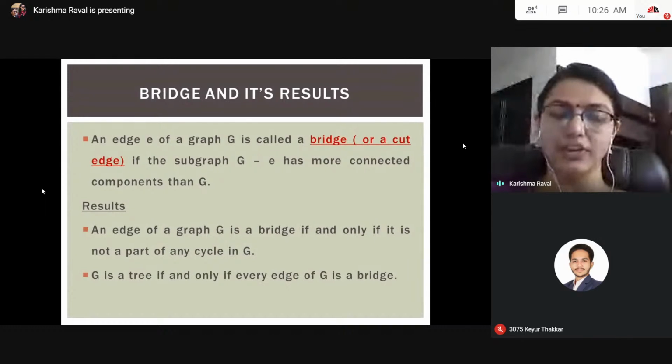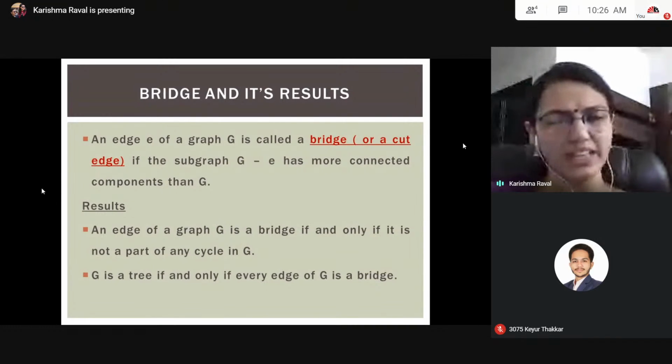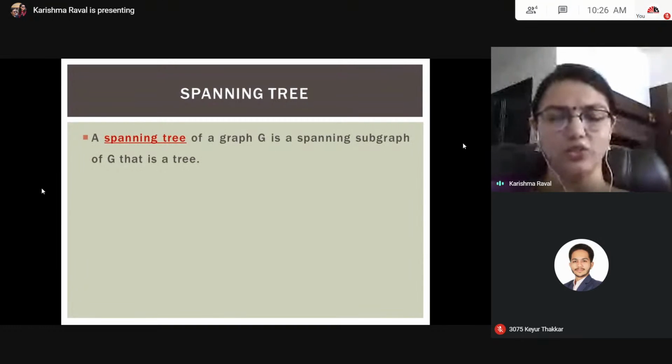G is a tree if and only if every edge of G is a bridge. Means in a tree we have n minus 1 edges, and if we remove any edge, it will divide the tree into two parts, and so each edge is a bridge.